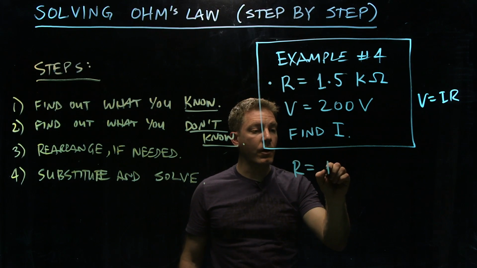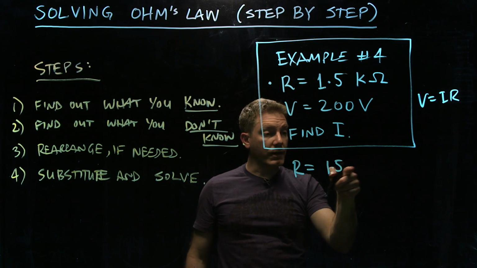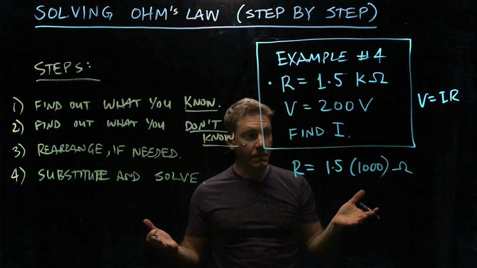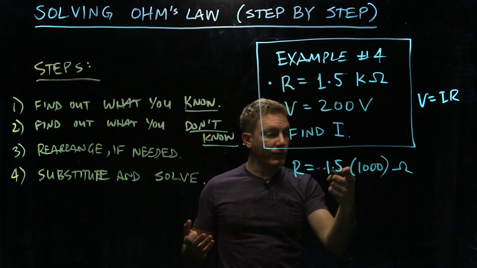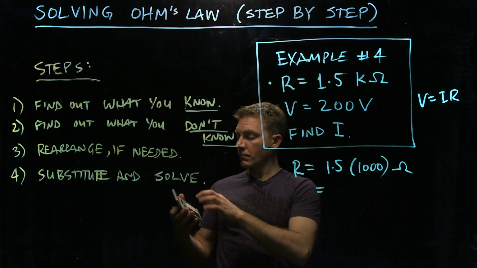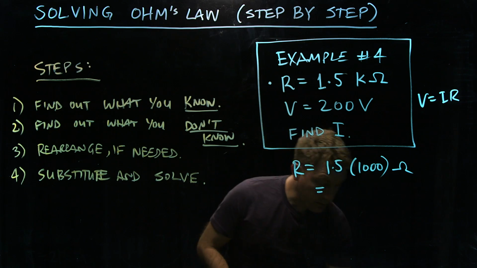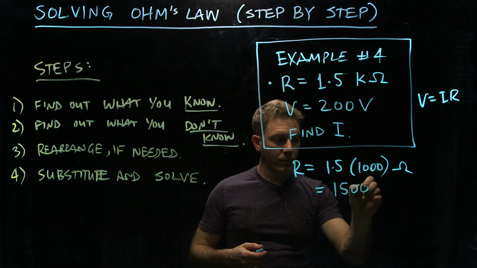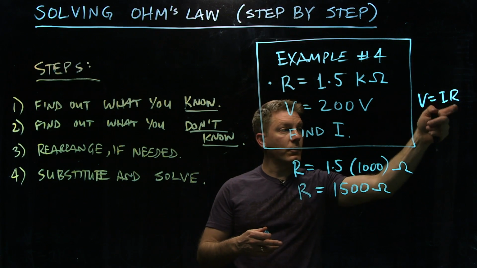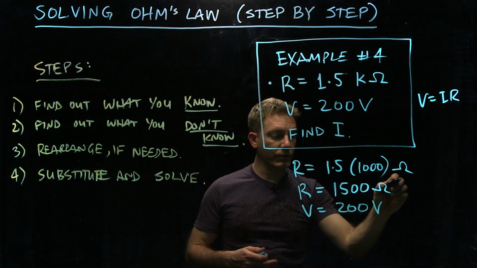Okay, R equals 1.5 kiloohms. What's kilo? That's 1,000. So where the K used to be, you just put 1,000 ohms, just like that. So 1.5 thousand ohms. So if you do that, 1.5 times 1,000, I get 1,500. Like that. So now I have R in ohms, I have V in volts, V equals 200 volts.